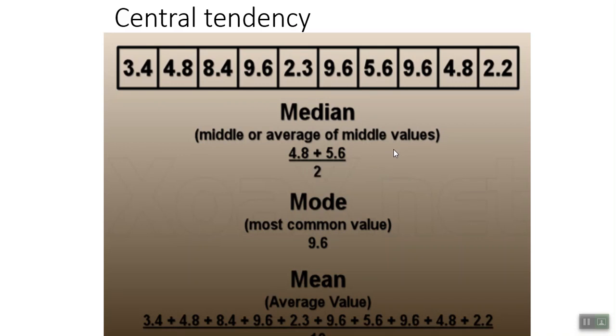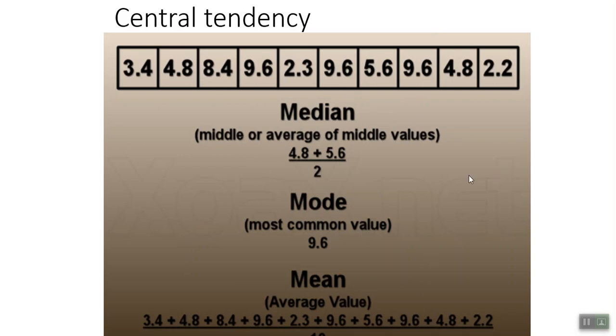Then we get the mode. So I always like to think of row, row, row your boat, and I think mode's the most common value. So that helps me. You want to look for numbers that repeat more than other numbers. That's going to be your mode. So in this case, we have 3 9.6s. No other numbers repeat 3 times. We know that is the mode.